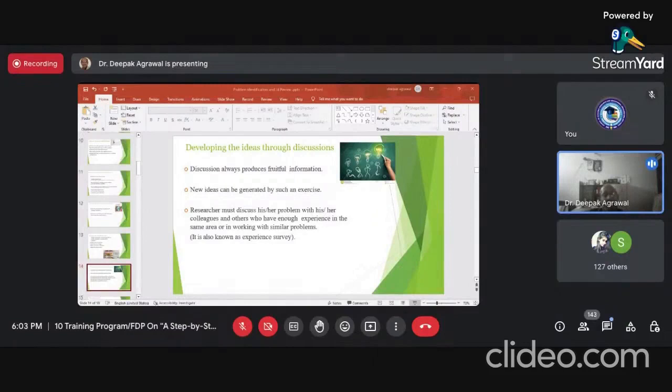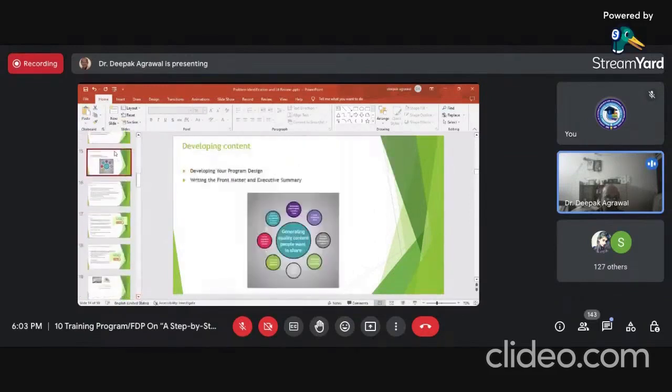So this is commonly also known as an experience survey. You can get an idea on the basis of some other person's work which has already been done. It will provide you a way to extend that idea or to come up with a completely new model. Next step is developing the content.